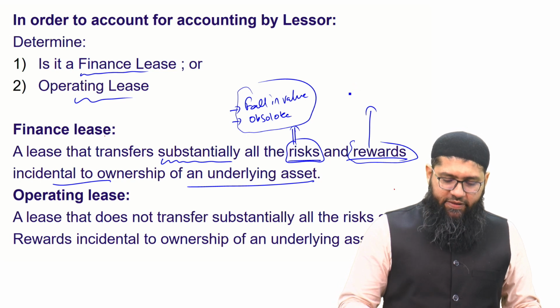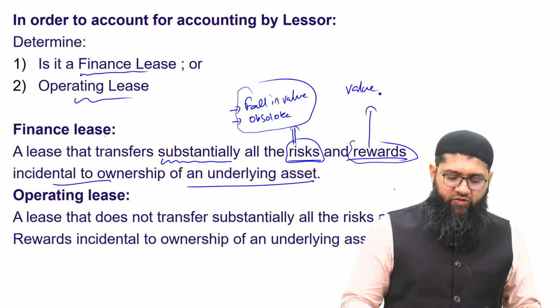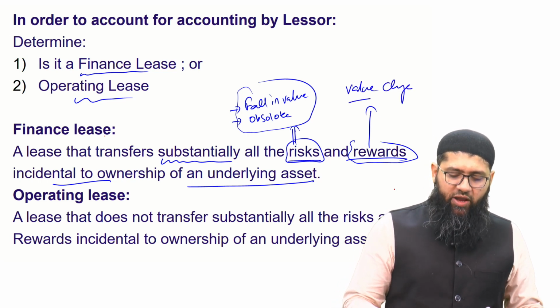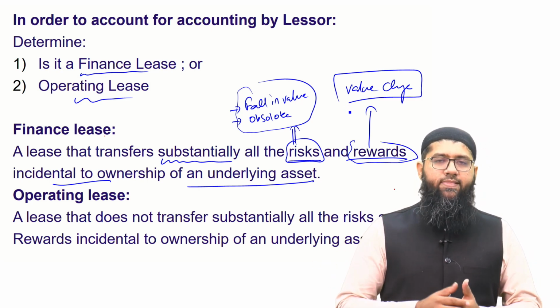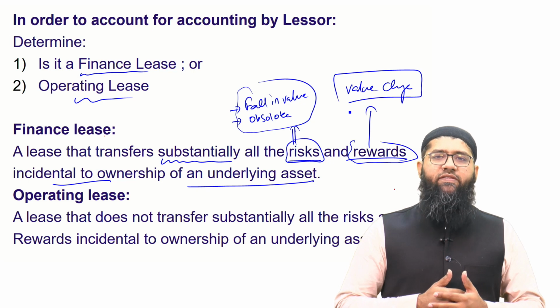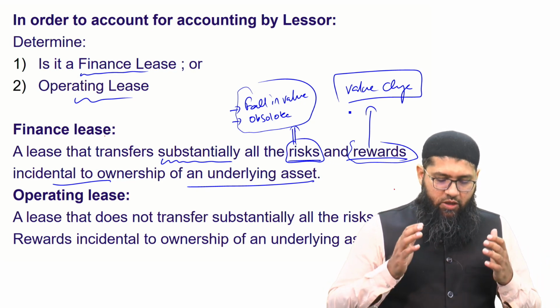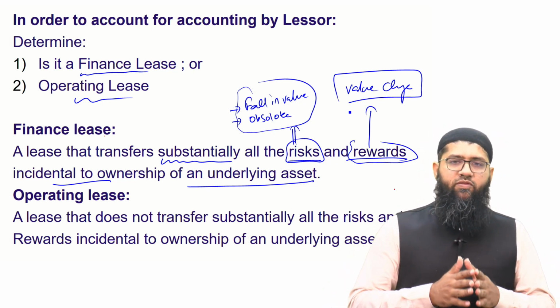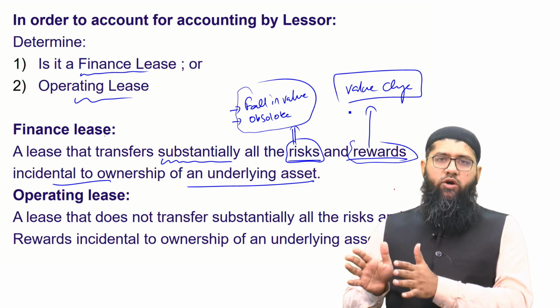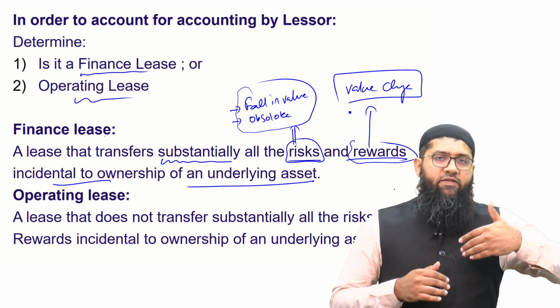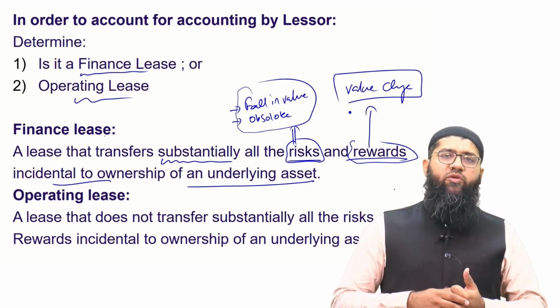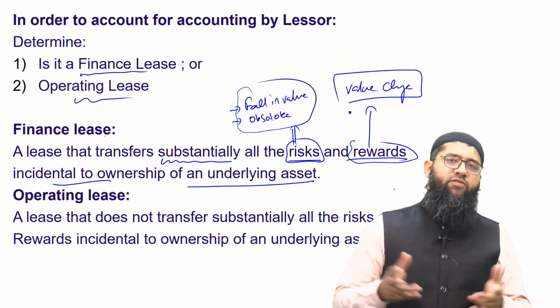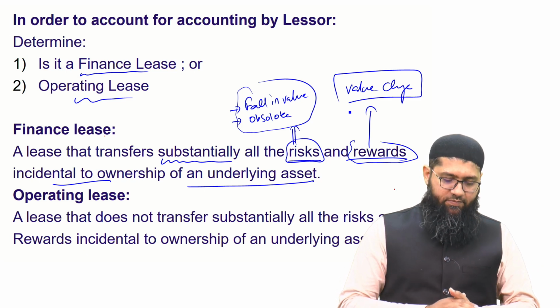Similarly, when we talk about the rewards, the change in the value of the asset is an indication of the rewards. So generally speaking, you could have risk and you could have rewards. If substantially all of the risk and rewards incidental to ownership of the asset are transferred to the lessee, then it is going to be considered as a finance lease agreement.